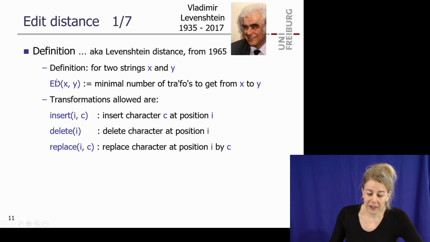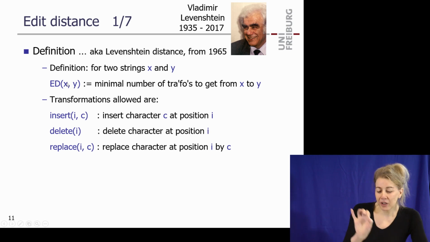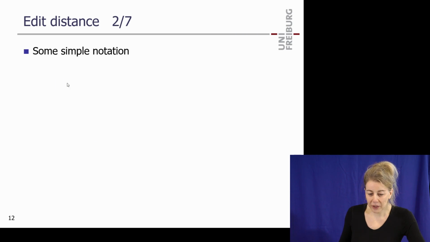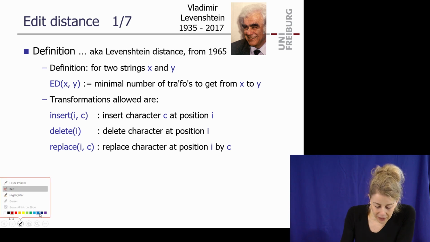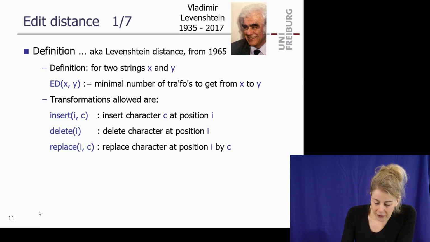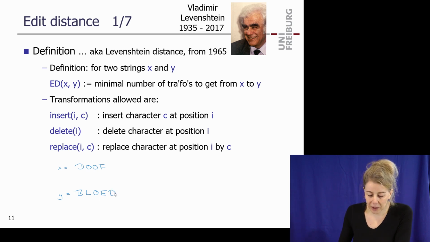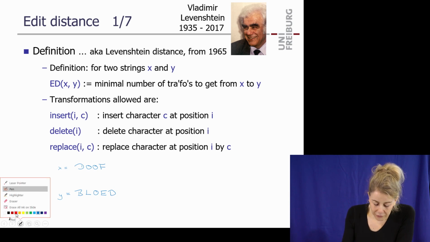So the edit distance between two strings is getting from one word to the other with a sequence of the following 3 operations. And I'll just do this very quickly, we have a whole lecture about this in algorithms and data structures. So let's say I want to go from the word doof to the word blöd. They are semantically similar, syntactically not so similar.